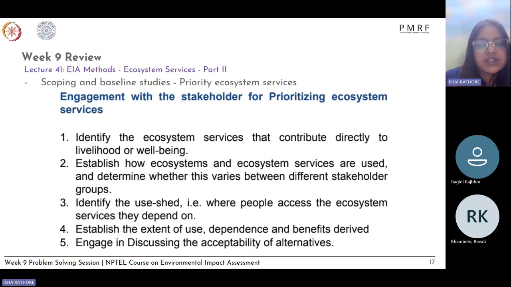Then you identify the use shed, that is, where people access the ecosystem services they depend on. And you establish the extent of use, whether it's a priority or whether they are fully dependent, their dependence and the benefits which they derive out of it.